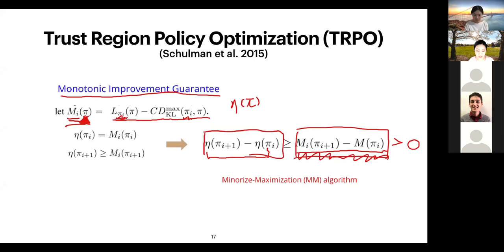Oh, Michael has a question. This is only monotonic in expectation, right? Yeah, of course, your objective is to improve things in expectation. Think about your policy gradient: your objective function is something in expectation. What we improve is eta, and eta is the expected discounted return.